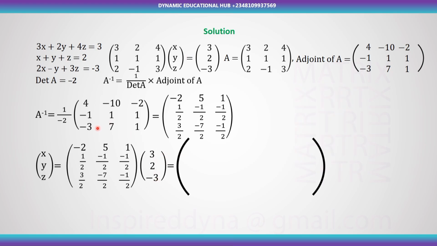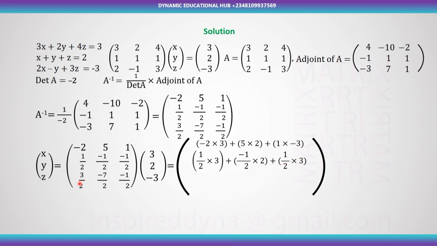You pick the row against the column. Now the first one is going to be minus 2 multiplied by 3 plus 5 multiplied by 2 plus 1 multiplied by minus 3. That is what we have here. We move to the next one again. It's going to be 1 over 2 multiplied by 3 plus minus 1 over 2 multiplied by 2 plus minus 1 over 2 multiplied by minus 3.